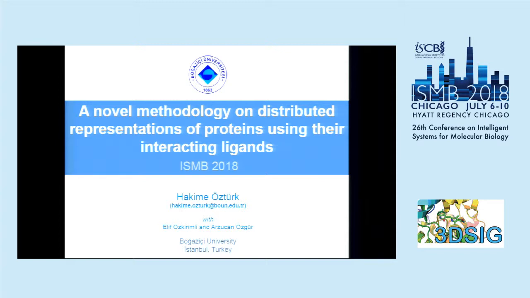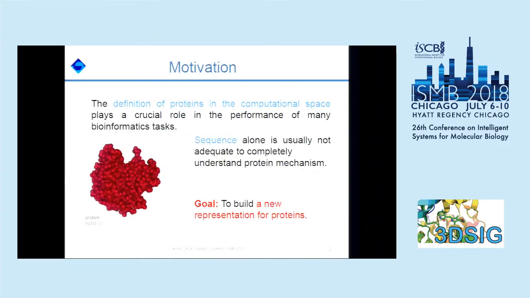So today I will talk about our study that introduces a representation for the proteins using their interacting ligands. The definition of the proteins in the computational space has a major importance because many bioinformatics tasks such as protein function prediction, prediction of the interactions between proteins and ligands, and protein clustering or protein classification, all of these tasks depend on how we represent the proteins.